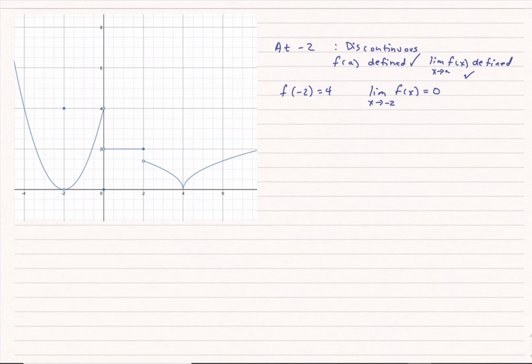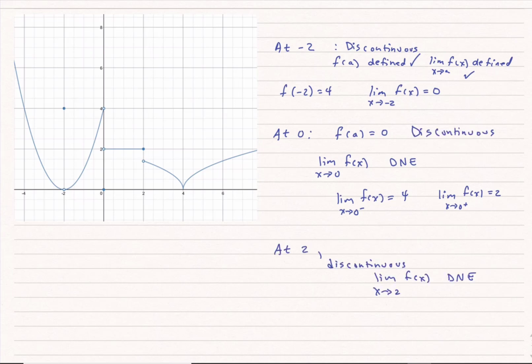Let's look at our next example. At x equals 0, f of a does exist. It equals the number 0. However, the limit of f of x as x approaches 0, I'm not sure that exists. That's because the limit as x approaches 0 from the left-hand side is equal to 4, and the limit as x approaches 0 from the right-hand side of f of x is equal to 2. Since those two values are not the same number, that means the limit at that point does not exist.